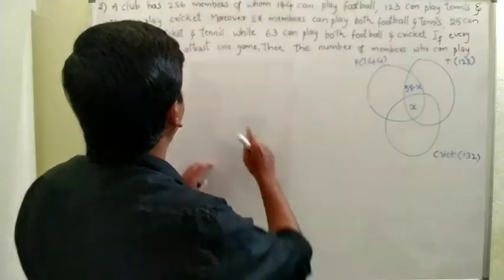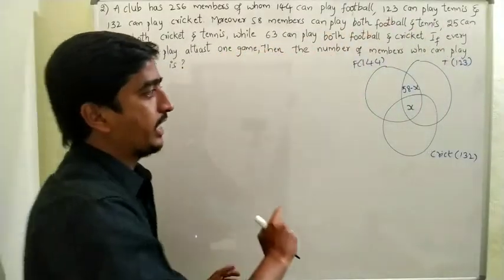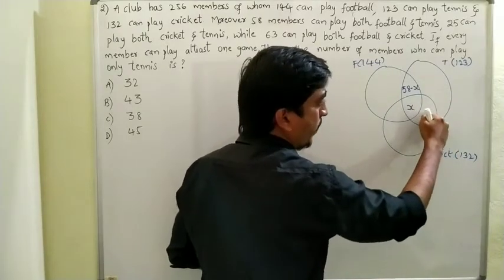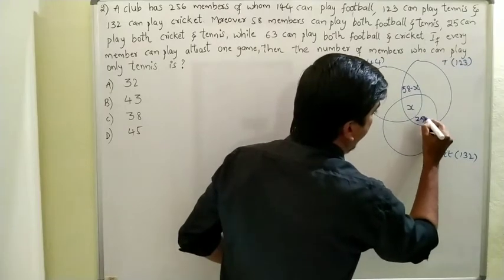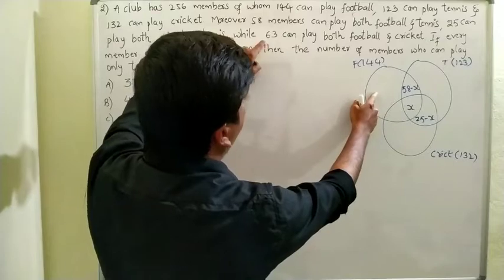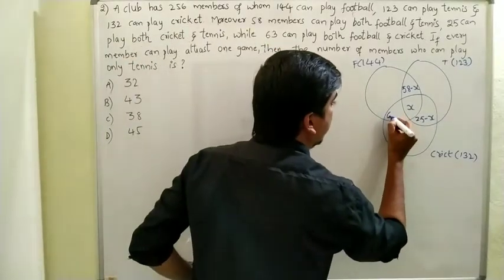Next, 25 can play both cricket and tennis. The common part is X, so the remaining part is 25 minus X. And finally the people who are playing football and cricket are 63, so this part becomes 63 minus X.